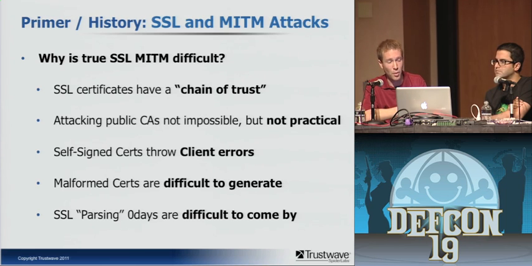And then SSL parsing 0 days are difficult to come by. As Moxie's demonstration of null character attacks showed, he managed to find both a flaw in the way CAs were validating certificates and a parsing error in multiple different parsing engines, because that flaw actually affected Firefox and the IE S-channel validation routines.